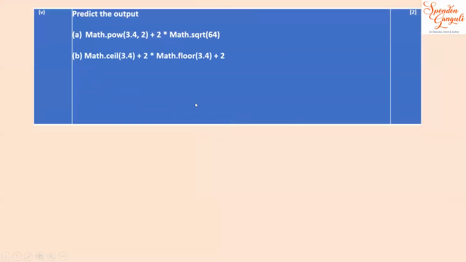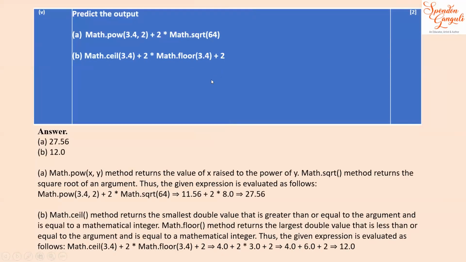Next question. Predict the output: Math.pow(3.4, 2) plus 2 into Math.sqrt(64). Next one, Math.ceil(3.4) plus 2 into Math.floor(3.4) plus 2. Let us see. First answer 27.56, whereas the second answer is 12.0.